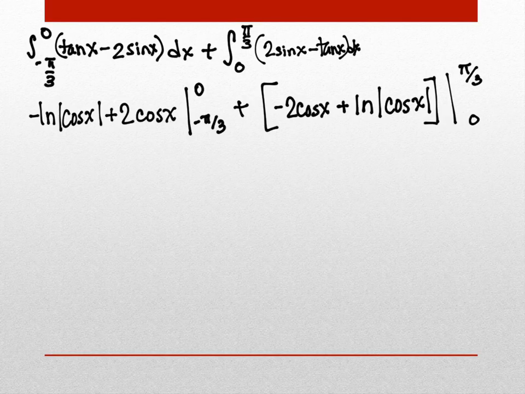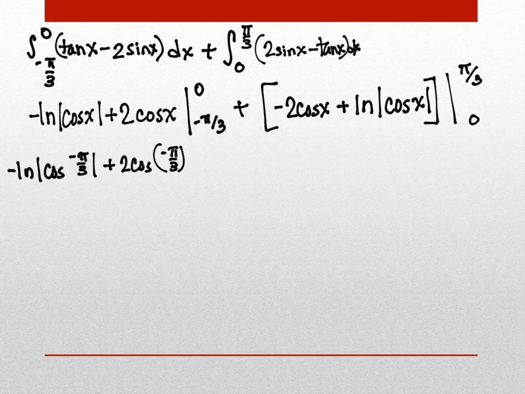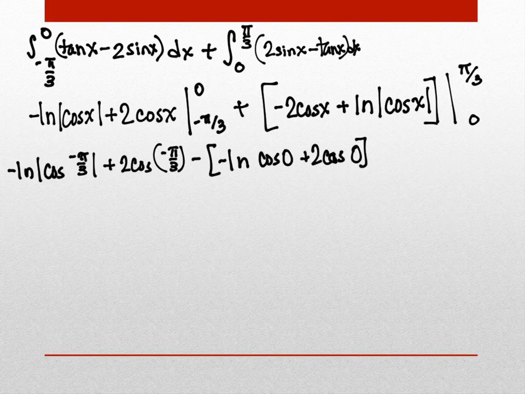Okay, we're going to be putting in negative pi over 3 first. So negative natural log of the cosine of negative pi over 3 plus 2 cosine of negative pi over 3. And then minus, plugging in zeros everywhere. So minus negative natural log of the cosine of 0 plus 2 cosine of 0, like so. All right. Lots of signs going on to keep track of. Let's hope that we can do that.